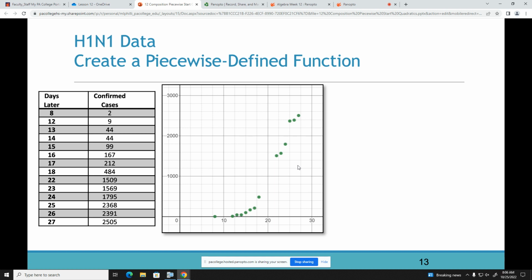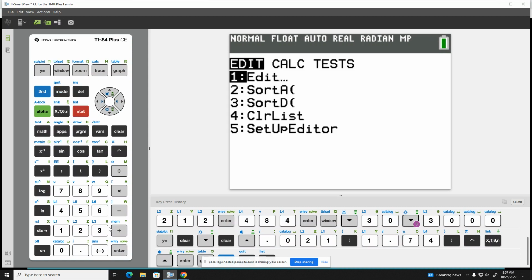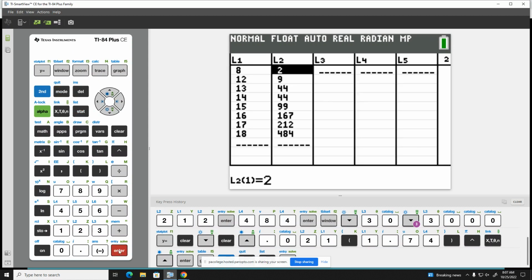So what I'm going to lead you through is going to your graphing calculator and putting in the data to create the piecewise defined function. So when I go to my graphing calculator, the first thing that I did is I put in the first group of data. So if I go to Stat and Edit, you see that I put in days 8 through 18, which is that first group of data.